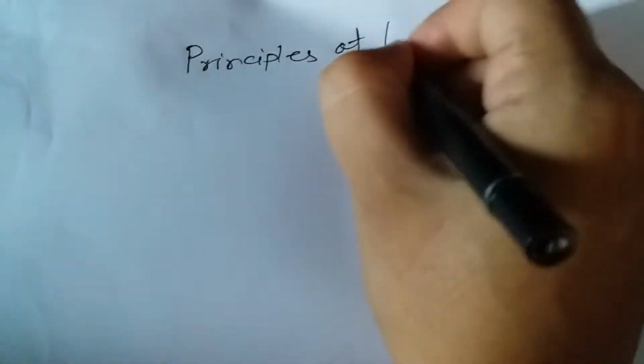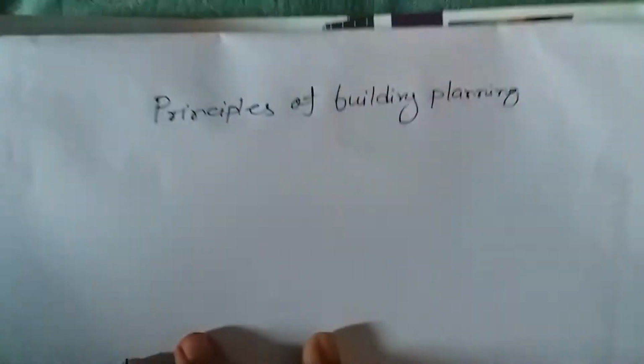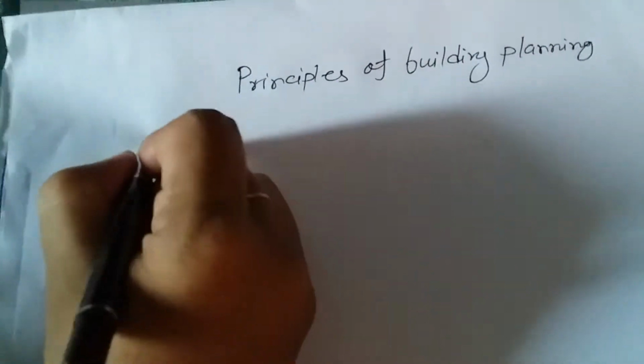Friend, today we are going to learn about the principles of building planning. So basically there are 10 types of building planning.